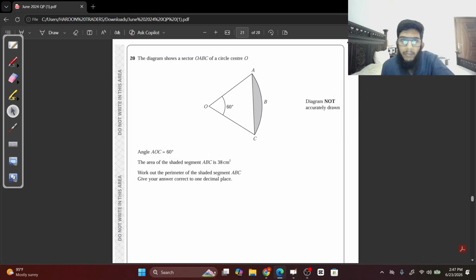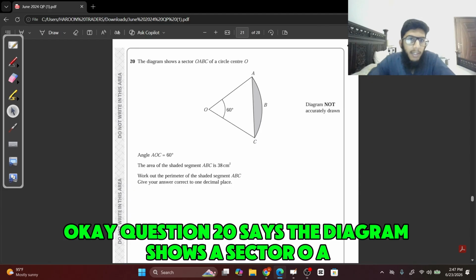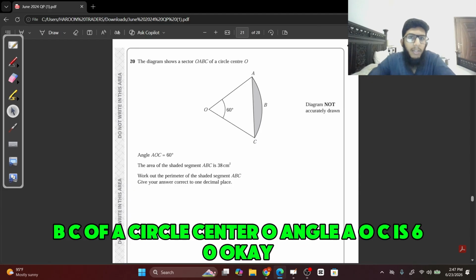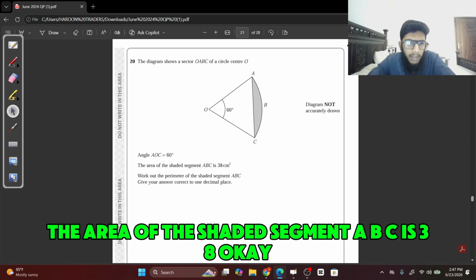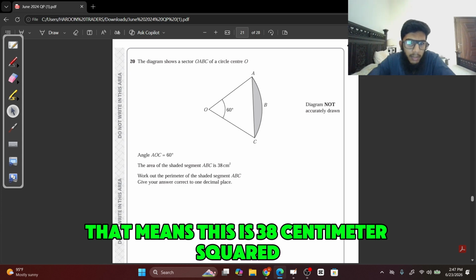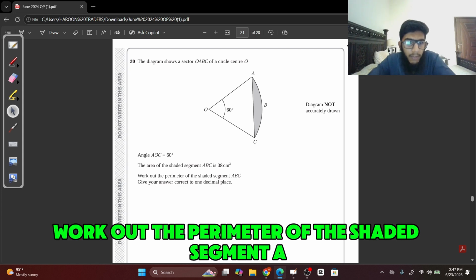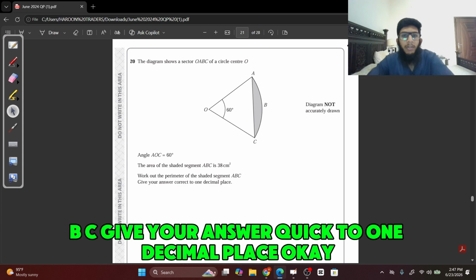Okay. Question 20 says the diagram shows a sector OABC of a circle center O. Angle AOC is 60. Okay. The area of the shaded segment ABC is 38. Okay, that means this is 38 centimeters squared. Work out the perimeter of the shaded segment ABC. Give your answer correct to 1 decimal place.